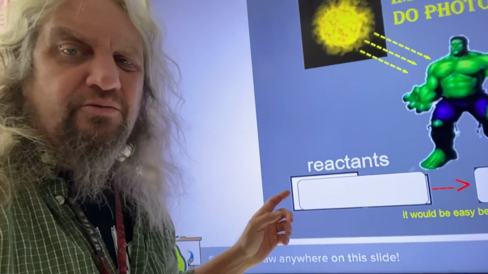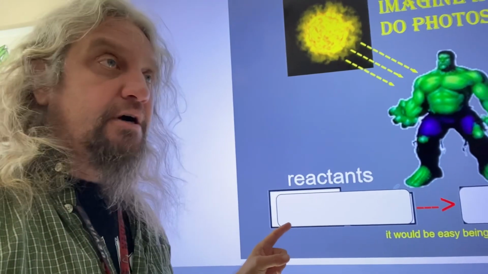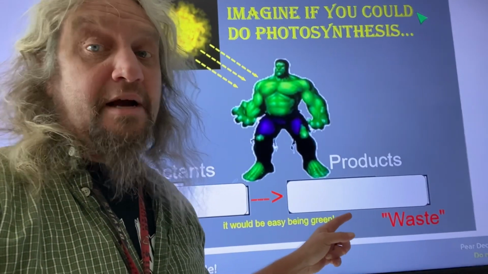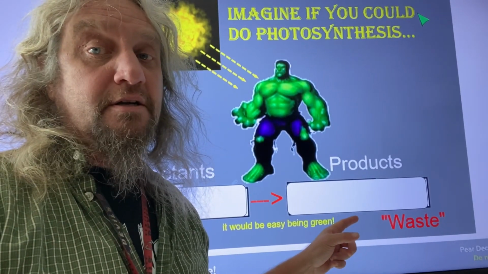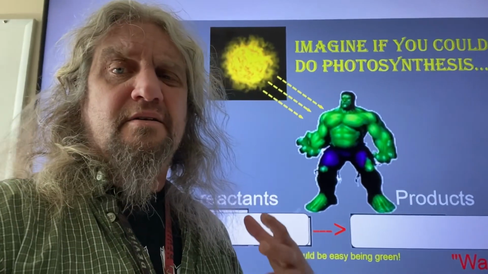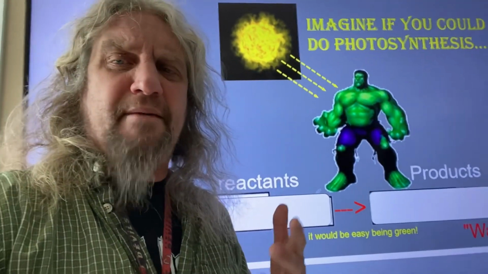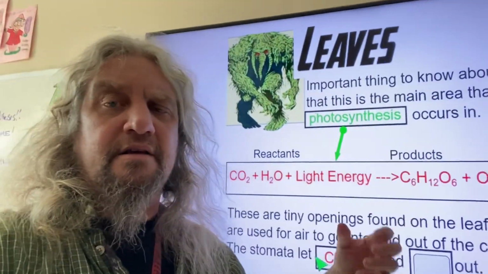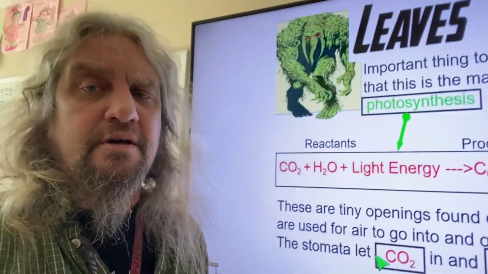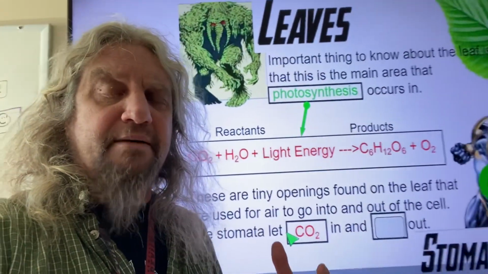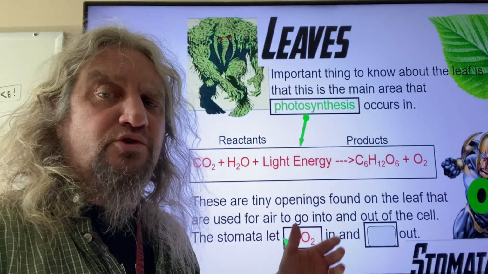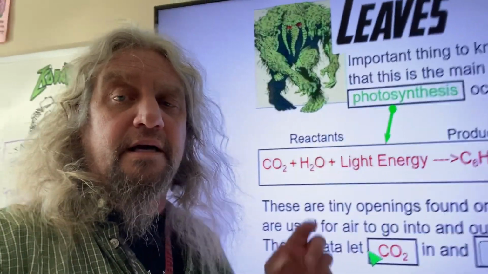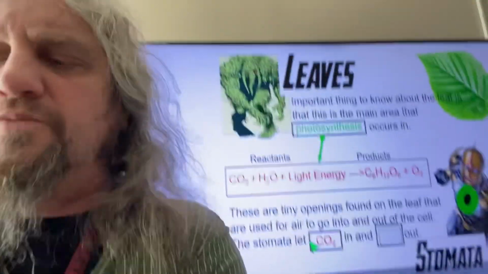Of course, you need reactants, and you'll get these products. A couple other vocabulary terms we talked about yesterday: the leaf organ is where photosynthesis usually occurs. The bottom side of the leaves have little openings called stomata. That's where the carbon dioxide gets in from. And then of course, plants need water.